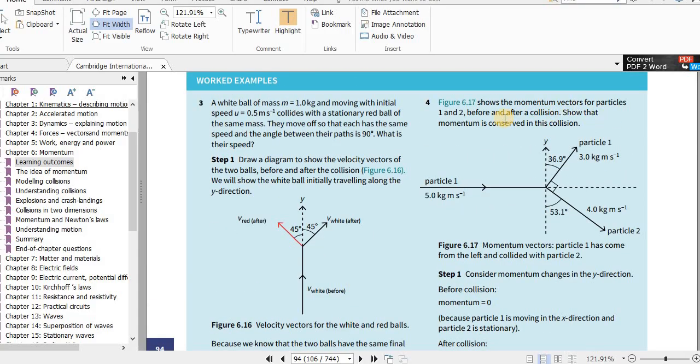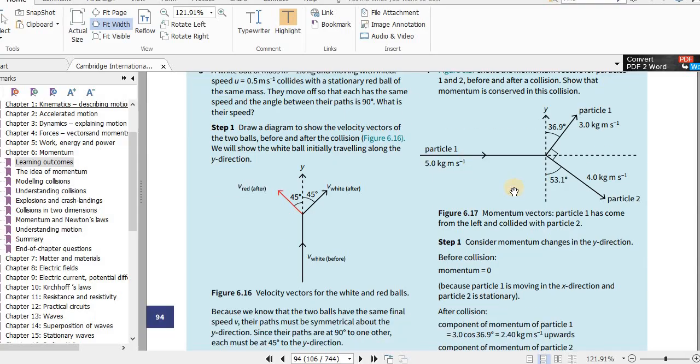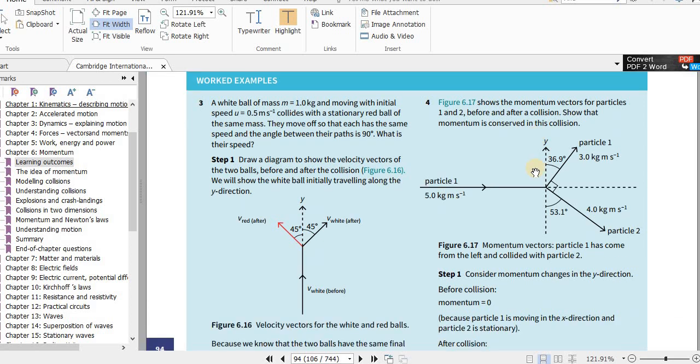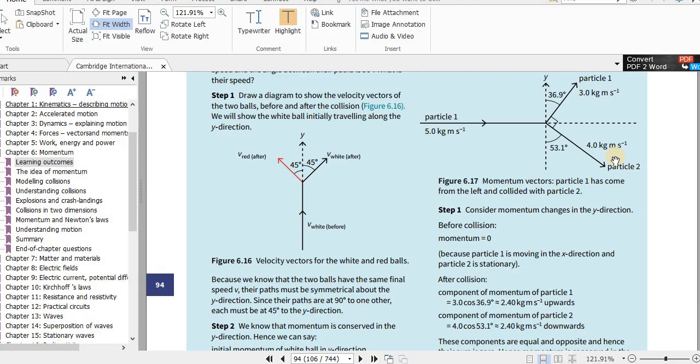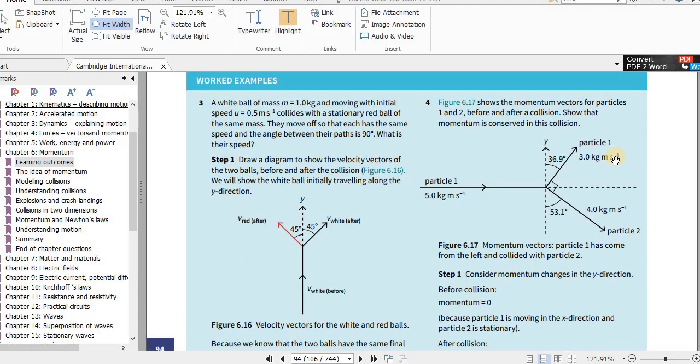Okay, another example. Figure 6.17 shows the momentum vectors of particles 1 and 2 before and after a collision. Now show that the momentum is conserved in this collision. In the beginning, particle 1 is moving. Particle 1 has come from the left and collided with particle 2. So consider the momentum in the y direction before collision, which is 0, because particle 1 is moving in the x direction and particle 2 is stationary.